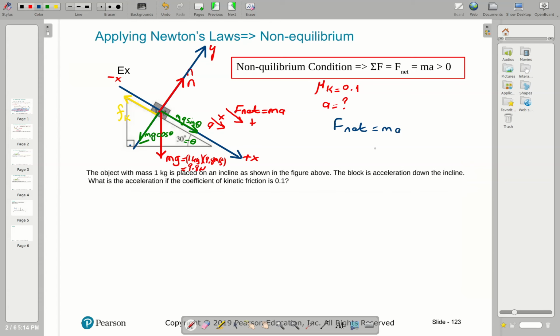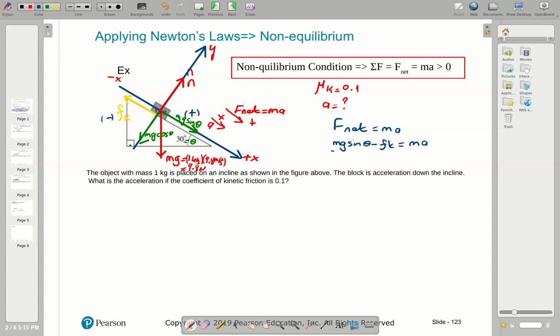All right, next step is to define my forces as positive and negative. If I look at my forces, mg sine theta is in the positive direction, kinetic friction is in the negative direction. I'm only interested in this direction along the incline because Fnet and motion is along there. And I'm going to write down my Fnet, which will be positive forces, mg sine theta, minus negative forces, Fk. And that equals ma.